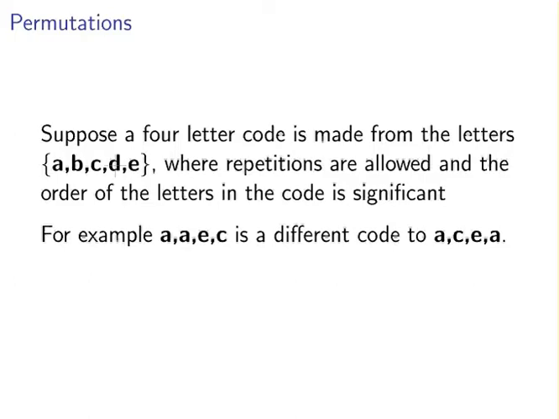Suppose a four-letter code is to be made from the letters A, B, C, D, and E. Repetition is allowed, so we can have AAEC, for example, down the bottom, and the order of the letters in the code is significant. For example, the two examples we have down here correspond to entirely different outcomes, even though they're comprised of the same letters. The ordering is important. So let's move on.